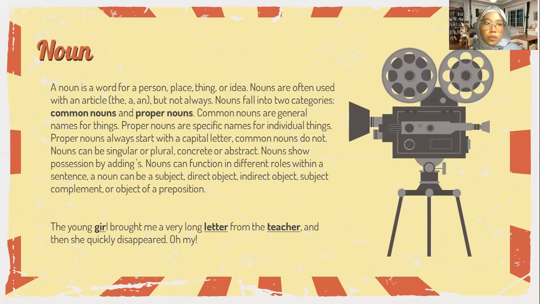Nouns show possession by adding 's. A noun can function in different roles within a sentence. A noun can be a subject, direct object, indirect object, subject complement, or object of a preposition. We have a sentence here for the example. The girl brought me a very long letter from the teacher and then she quickly disappeared. In that sentence, girl, letter, and teacher are nouns.